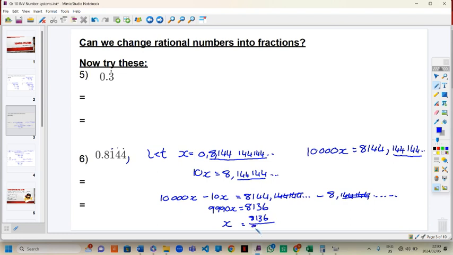Okay, and I'm going to get 8,136 divided by 9,990, which can simplify to 452 over 555. Alright, you put that in your calculator, yeah, you should get back to this answer over here. Right, I hope this all makes sense.